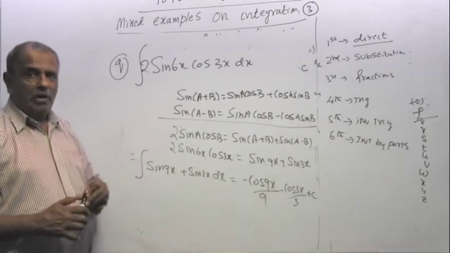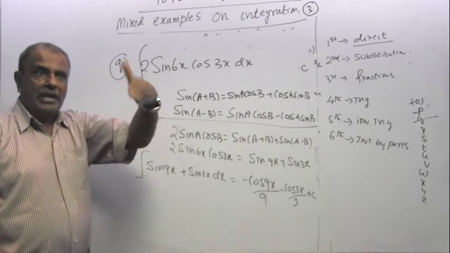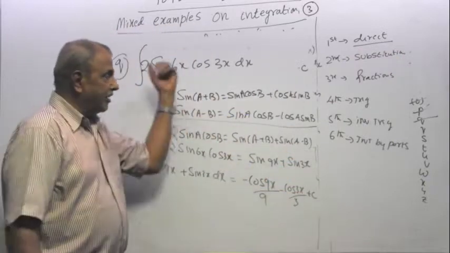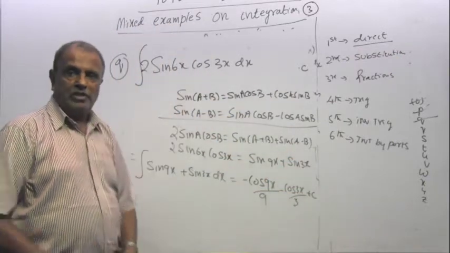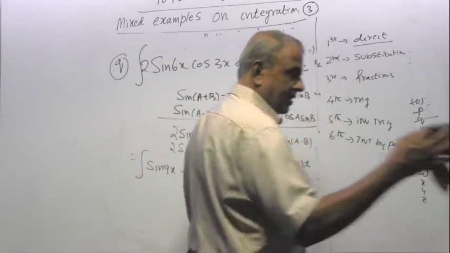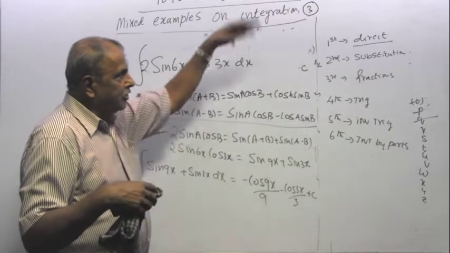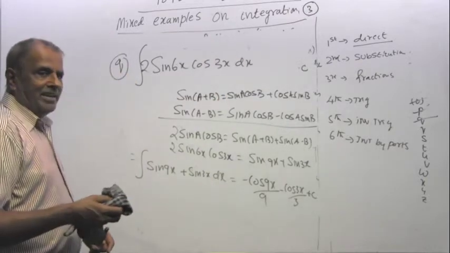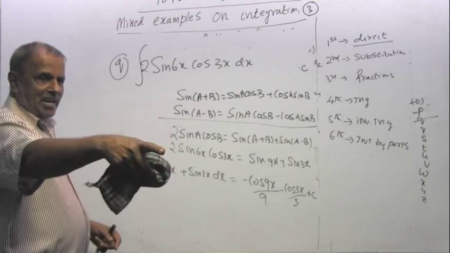So I don't remember the formula, but the moment I have a sine of one angle and a cos of some other angle, I prefer using sine of A plus B and sine of A minus B, which are in the formula book. However, I glossed through the substitution, didn't I? I did it purposely.